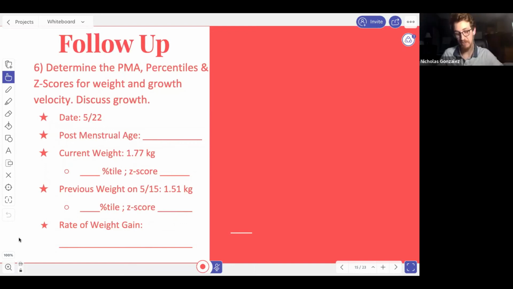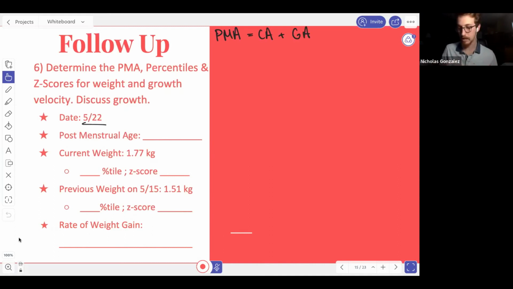Okay, so now we're going to take a look at the follow-up visit for this infant. We're going to once again plot our percentiles and z-score, see where this infant lands. But before that, let's calculate the post-menstrual age. Here we have an infant. The date is 5/22, and this is the same case study. The birth date was 4/13. Remember that the post-menstrual age is going to be the chronological age plus gestational age. We have our gestational age from the previous slide. I'll write it in there in a minute. But first, we need to calculate our chronological age.